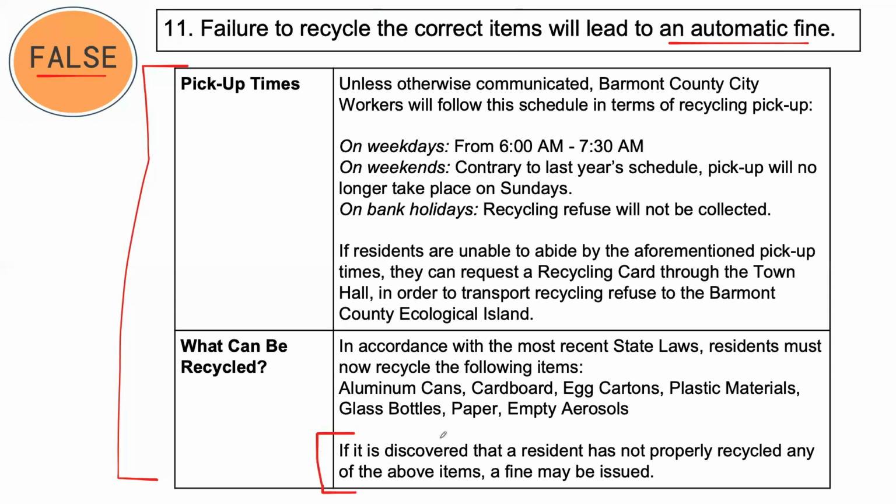It says, if it is discovered that a resident has not properly recycled any of the above items, a fine may be issued. Now this is may, this is a probable, possible situation. And number 11 says it will lead to an automatic fine, so that is definite. And you see how these 2 pieces of information contradict each other. So in this case, it is definitely false.